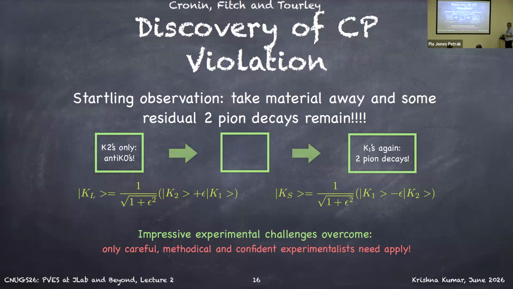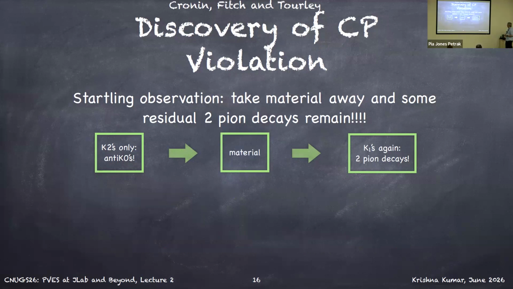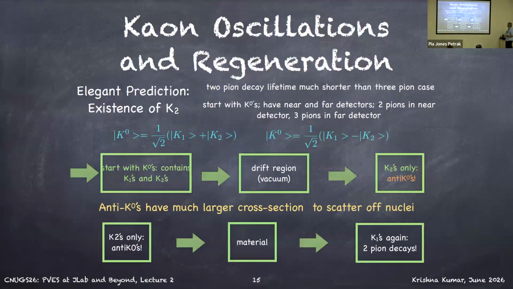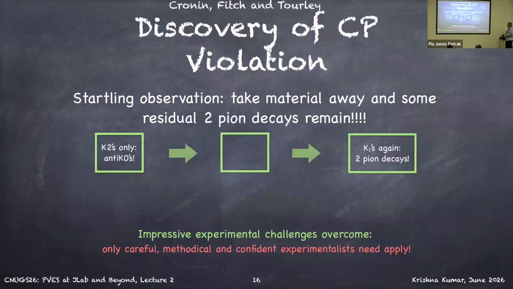Okay, so let me go back to the previous slide. Very important to realize this. Imagine that everybody's told you CP violation is sacrosanct, and you're looking for 2 pion decays again. You take this material, you remove it, and it's still there at a lower level, but it's still there. Imagine you are this experimentalist, and you are willing to publish this when this was considered impossible. Right? You have to have done all kinds of tests. And this is what Cronin, Fitch, and Turlay did in the early 60s. They got the Nobel Prize for it.